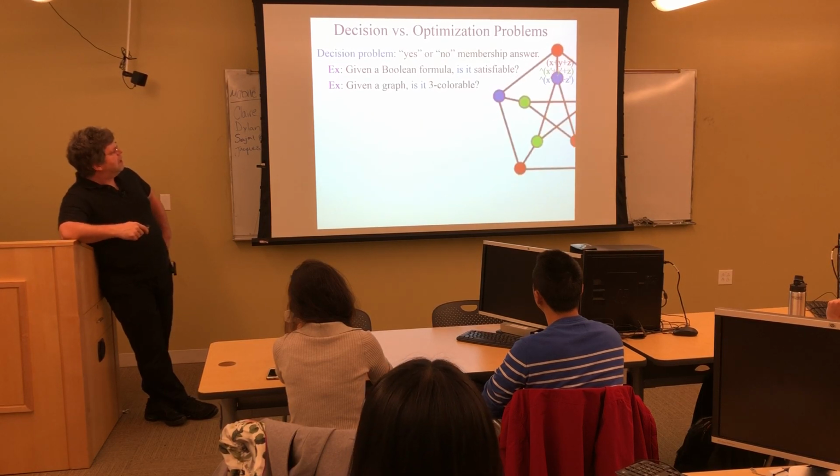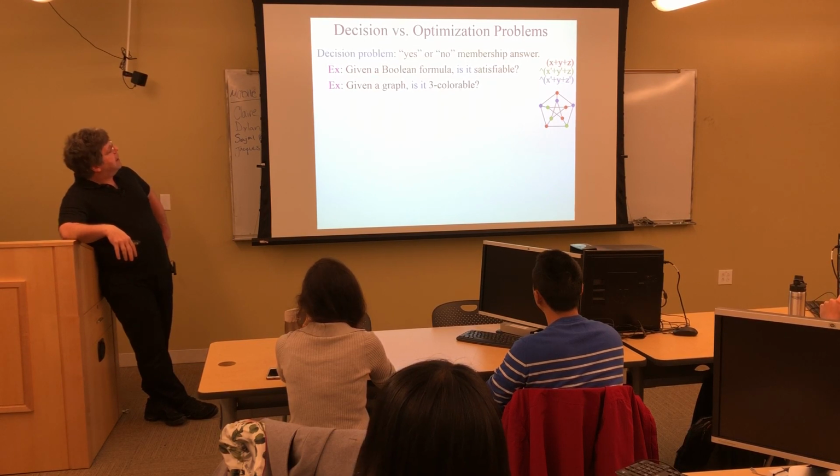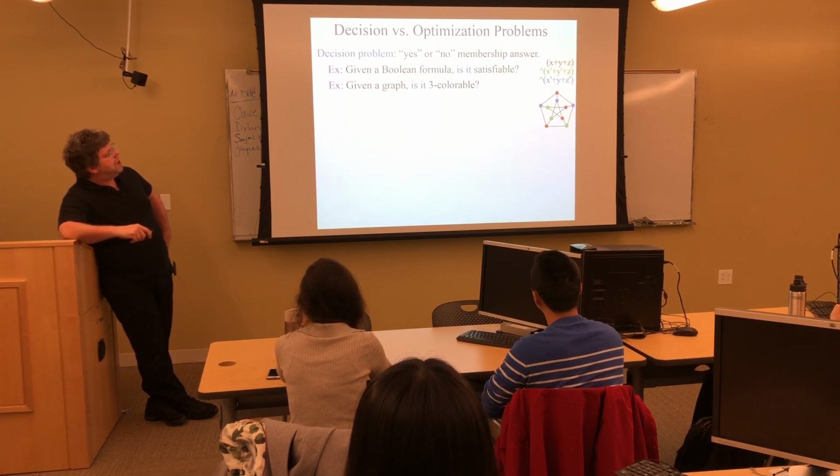So for example, graph colorability. I give you a graph. I say, can you use 3 colors? The question is, can it be painted with 3 colors, like this example here, where no 2 adjacent nodes share a color?